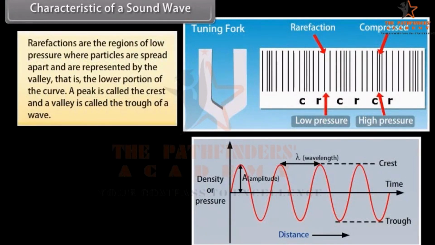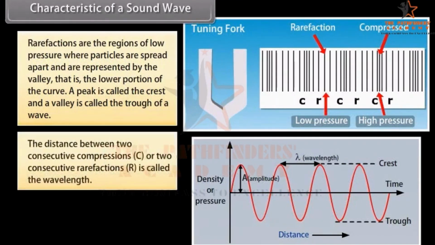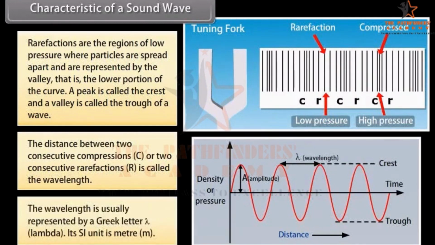Rarefactions are the regions of low pressure where particles are spread apart and are represented by the valley, that is, the lower portion of the curve. A peak is called the crest and a valley is called the trough of a wave. The distance between two consecutive compressions or two consecutive rarefactions is called the wavelength. The wavelength is usually represented by the Greek letter lambda. Its SI unit is meter, m.